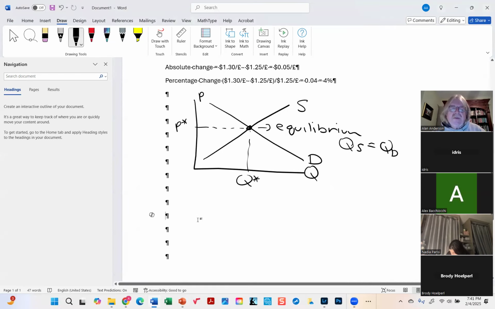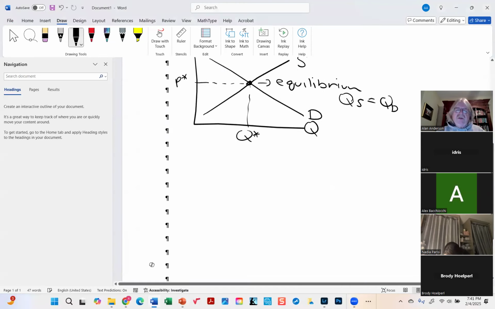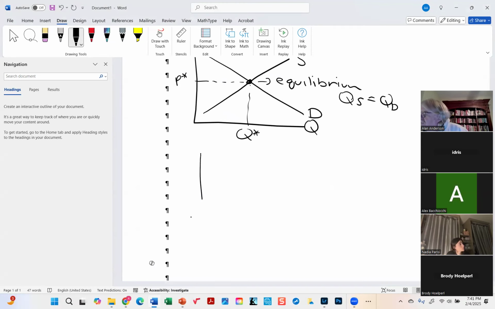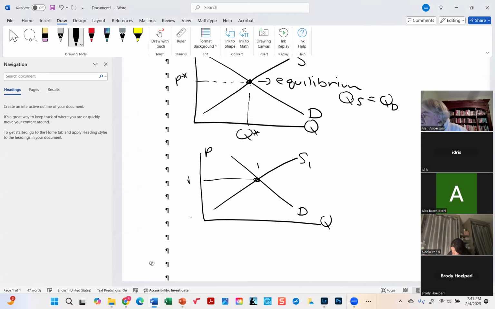Okay, so let me show you a couple of examples of that. So let's say that for whatever reason, supply of the good goes up. So the one is there to indicate that this is the original value, and then the supply, let's say, goes to the right.